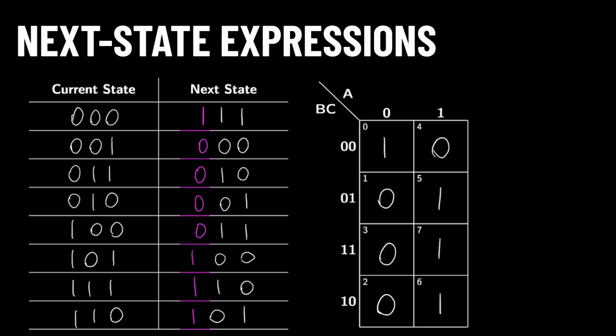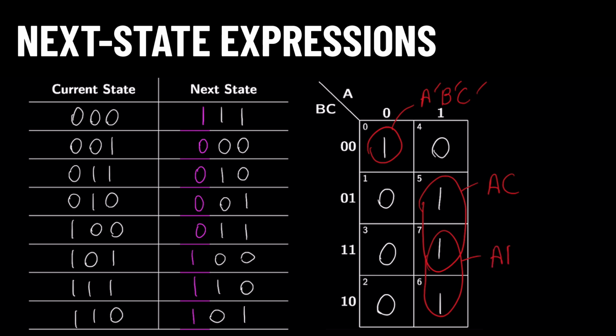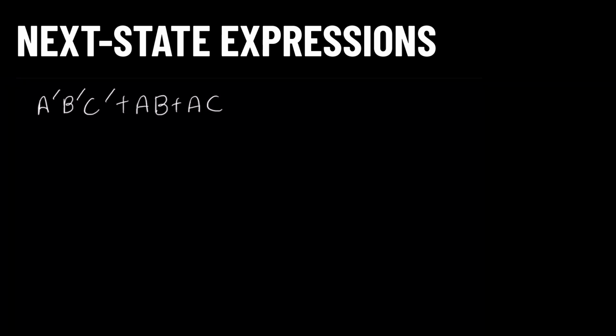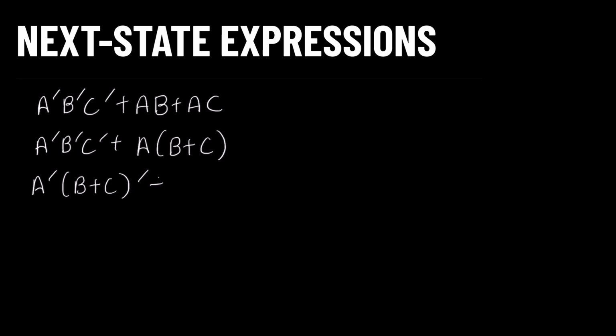dA, the input to flip-flop A, is equal to A prime B prime C prime plus AC plus AB. If you notice the checkerboard pattern on the K-map, it points to an XOR or XNOR relationship. Let's factor out the A and get A prime B prime C prime plus A times the quantity B plus C. De Morgan's law tells us that B prime C prime is equal to the quantity of B plus C prime. So we can rewrite this as A prime times the quantity of B plus C prime plus A times the quantity of B plus C, which is A XNOR the quantity of B plus C.